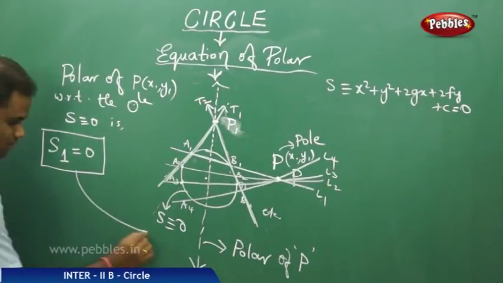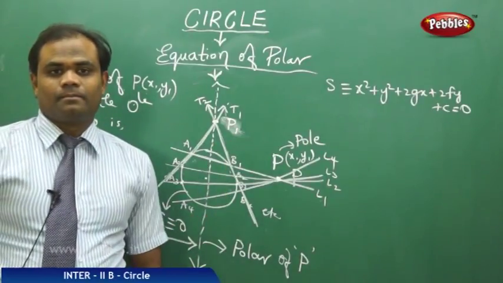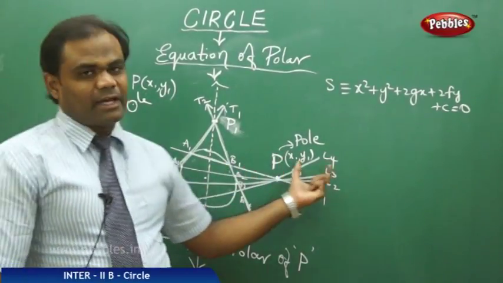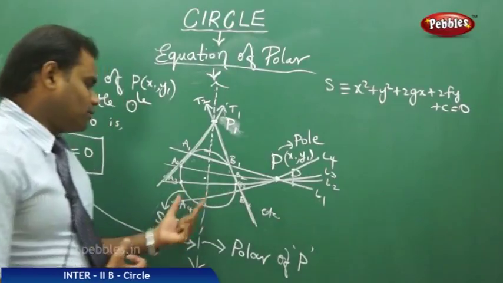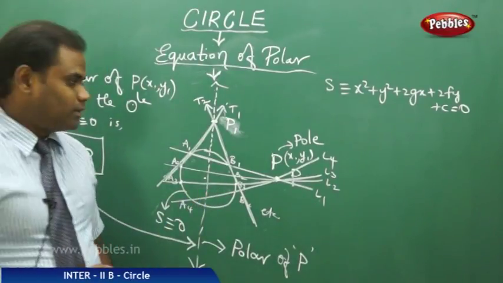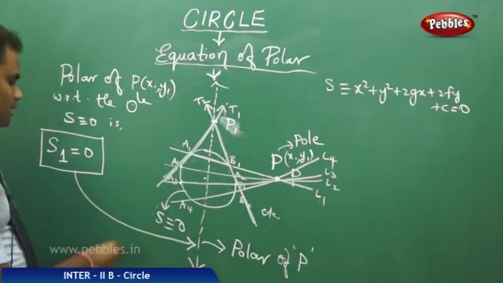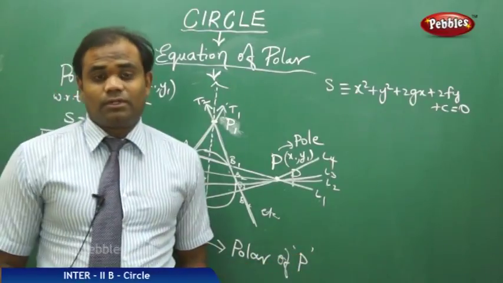So this is the equation of the polar, which is a straight line. When I want to find the polar of any point P(x1, y1) which lies in the plane other than on the center of the circle, then the equation of the polar with respect to that point P(x1, y1) is S1 equal to 0.